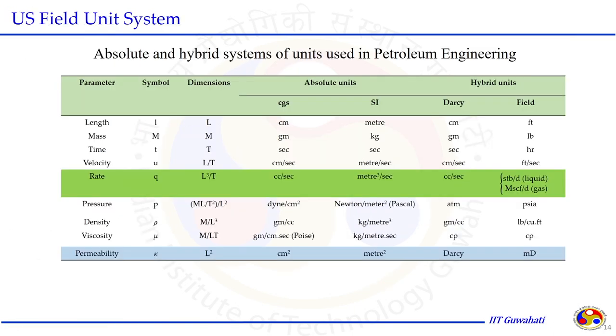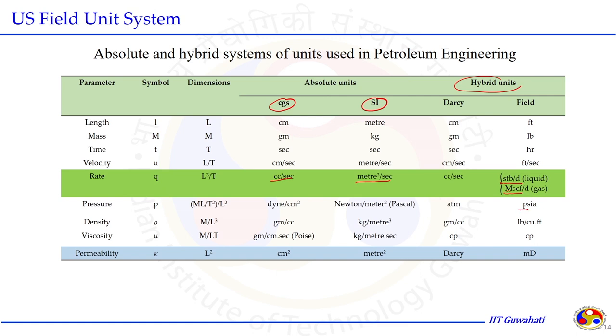Another important aspect of reservoir engineering is the unit system. The units used in the petroleum industry are called the US field unit system. It is different from the CGS, SI or MKS unit system that we study in other courses. The US field unit system is actually a hybrid unit system where the parameters are measured in a combination of unit systems. For example, the flow rate in the CGS unit system is cc per second, while in the US field unit system, it is stock tank barrel per day for the liquid and standard cubic feet per day for the gas.